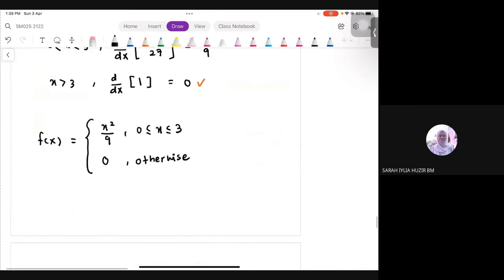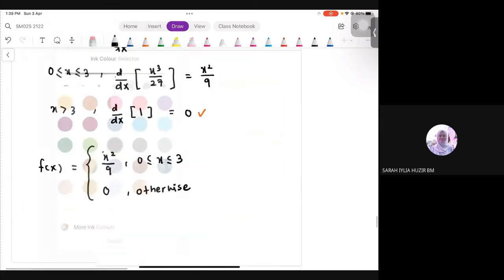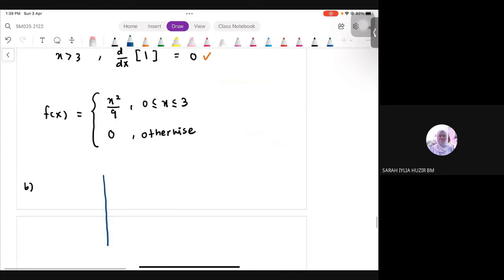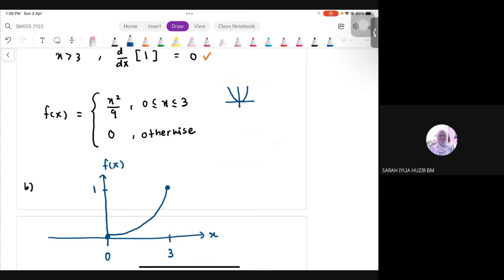Now we have to sketch the graph based on this piecewise probability density function. No problem. Straight away, label your axes as usual, x and f(x). We have from 0 up to 3. Substituting 0, we get 0. Substituting 3, we get 1 there. Because this is a quadratic graph, x squared over 9, we use half of a quadratic, half an axis. Settle. Quite easy. Very simple.